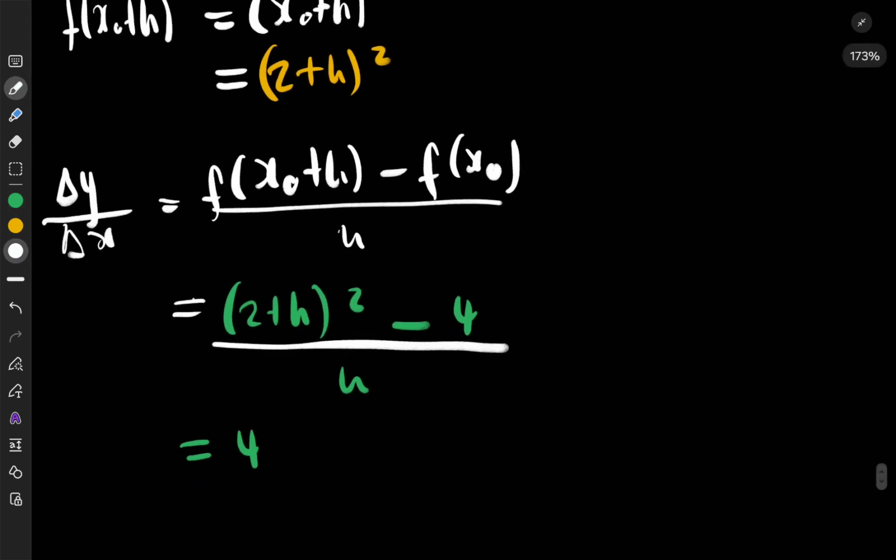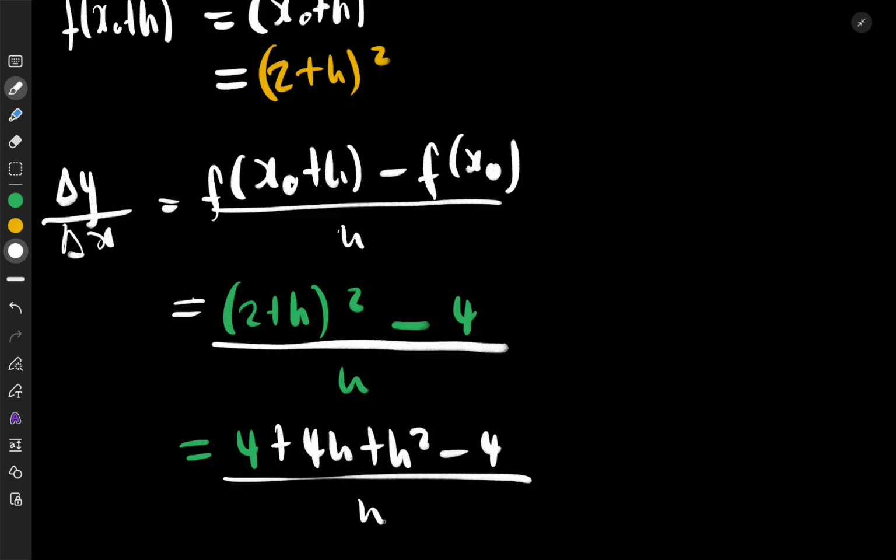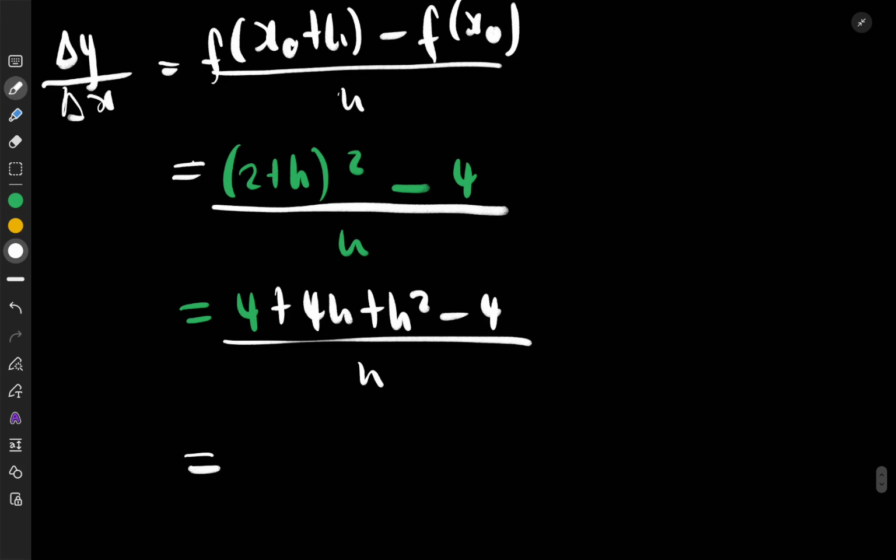It's 2 times h, you get 2h. The answer you get, you double it, times 2, you get plus 4h. Then the last one is you square the last term, which is h squared. Then you say minus 4, and it's all over h. This becomes here, what do we have?